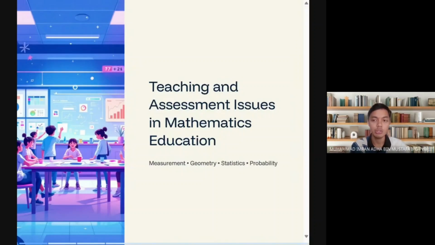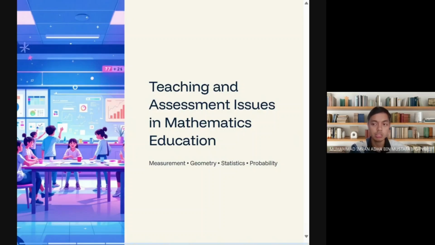Today, our group will be presenting on the topic teaching and assessment issues in mathematics education, with a particular focus on four important mathematical domains, which are measurement, geometry, statistics, and probability. Mathematics education plays a crucial role in developing logical thinking, problem solving skills, and analytical abilities among students.